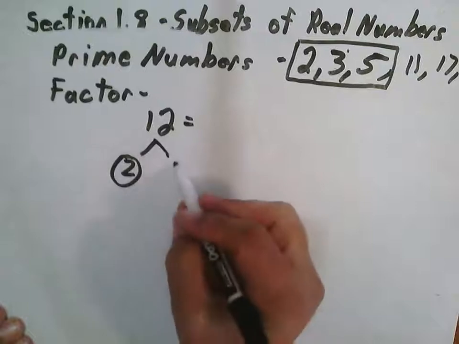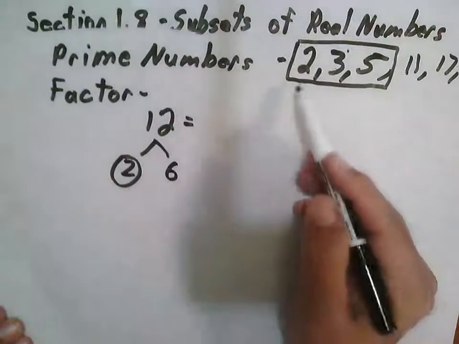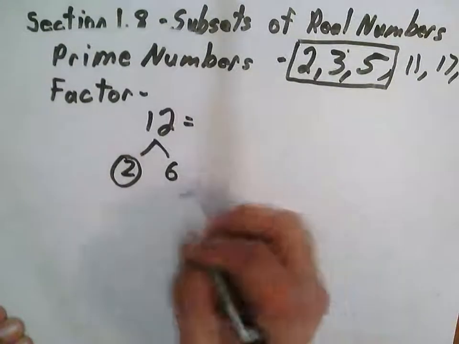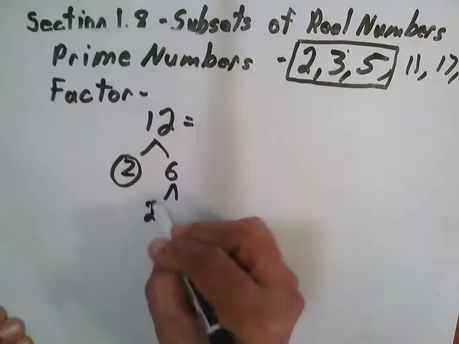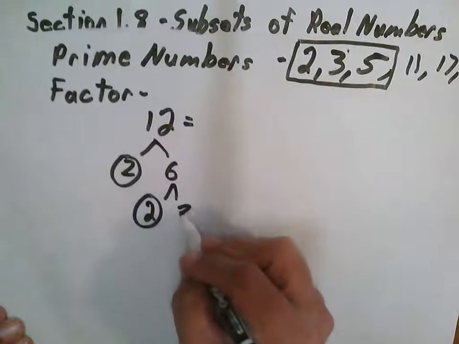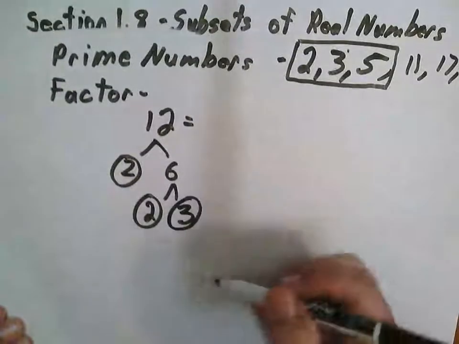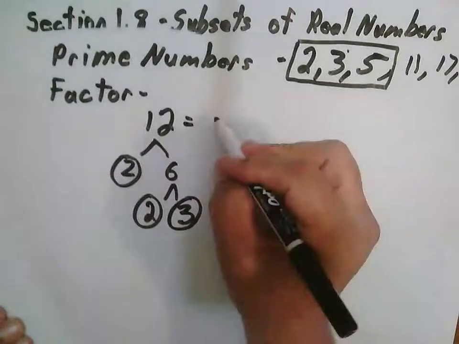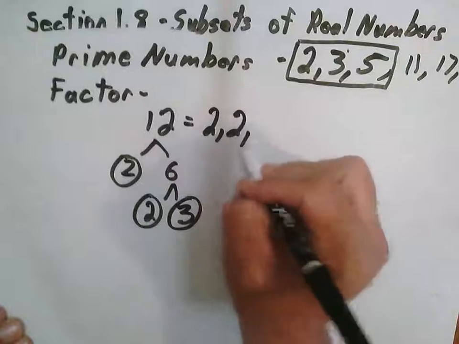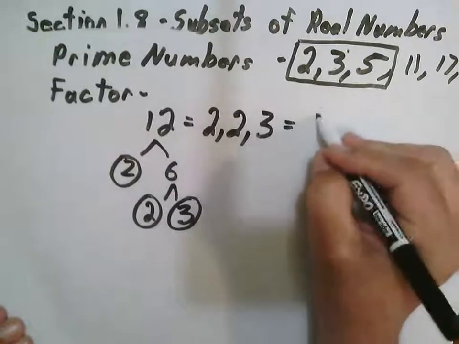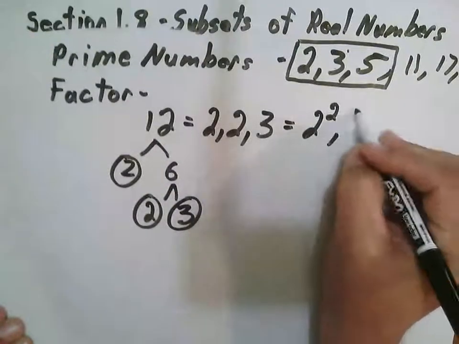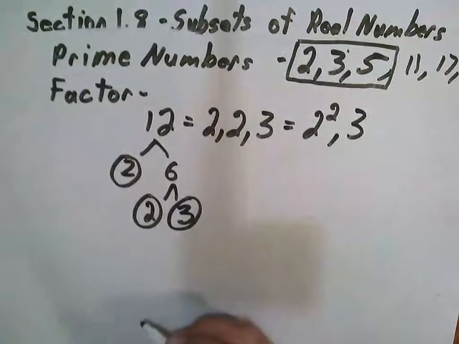2 will go into 12 6 times. Then I keep repeating it. Will 2 go into 6? Sure. It's another even number, so that can be divisible by 2. 2 will go into 6 3 times. Well, 3 is one of my other prime numbers, so I'm going to leave it just like that. So 12 will factor down into 2, 2, and 3. Also acceptable, 2 to the second power, and 3. Either one of these answers is correct.